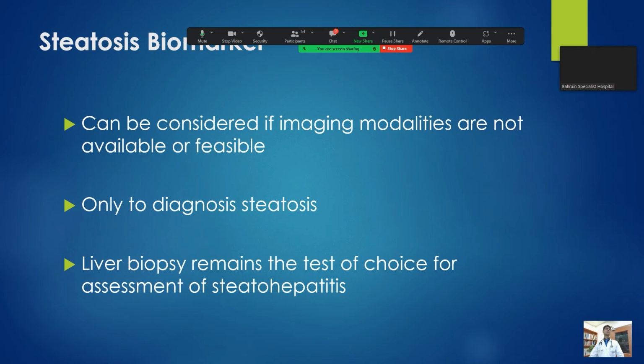Consider it when imaging is not available, and it can only tell you about the diagnosis. But at last, I must say the gold standard would remain the liver biopsy, 100%, which is not possible in every case.